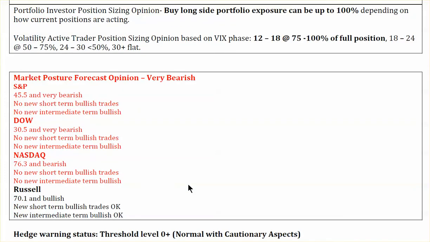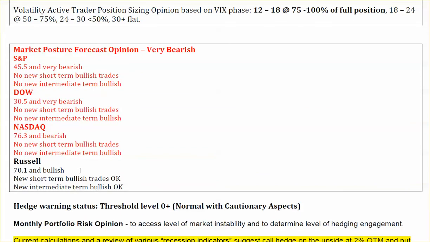This, of course, is focused on a smaller time frame in general, but S&P has dropped below the 50 line. It's now in the very bearish territory. Dow is well below the 50 at a 30.5. NASDAQ also went bearish at 76.3. Only the Russell is in a bullish intermediate term market posture at 70.1 and bullish.